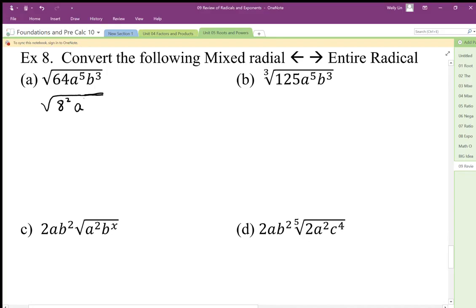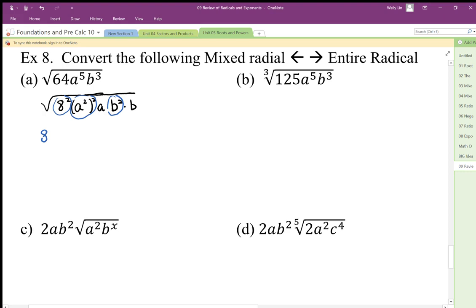I can say that this is 2 squared times a, and then this is b squared times b. And as long as I find perfect square factors, I know that perfect square factors can be undone with the square root. So there's a perfect square here, there's a perfect square here, there's a perfect square here. All those can come outside the square root. So square and square root undo each other.